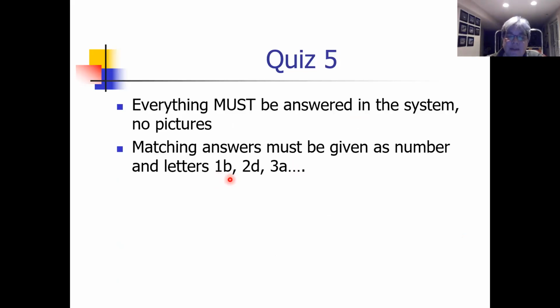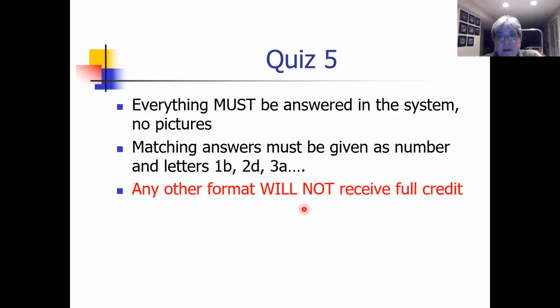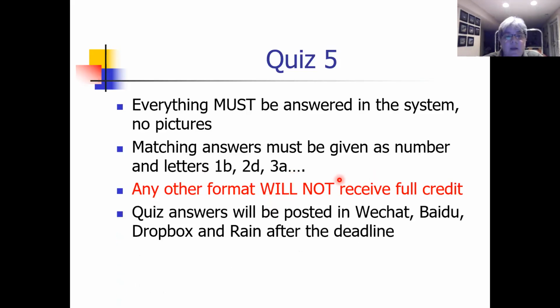A number and a letter, like 1B, 2D. If you give me something different, like 3A, 1B, 4C, you will lose credit. Okay? I've asked all year, and some of you still want to do it your own way, and I want it in this format. So this time, if you do not put it in the right format, you will not get full credit.